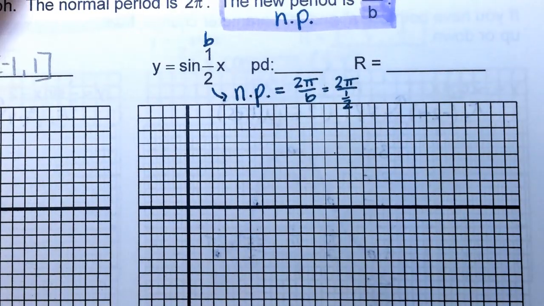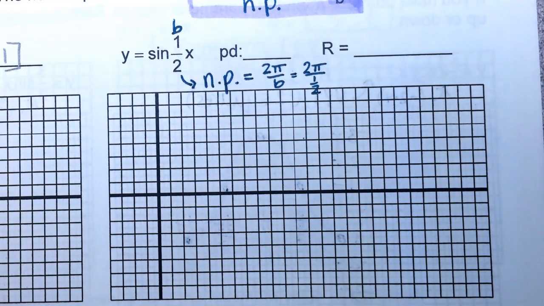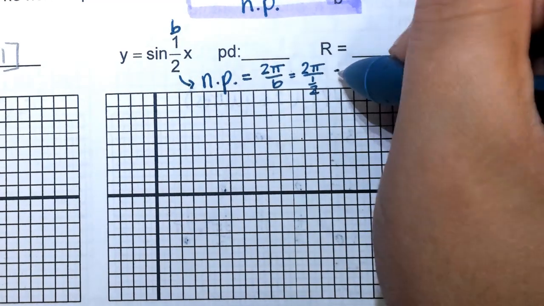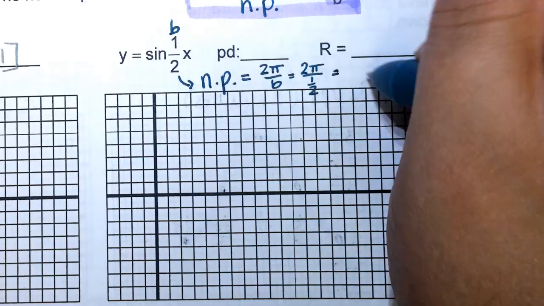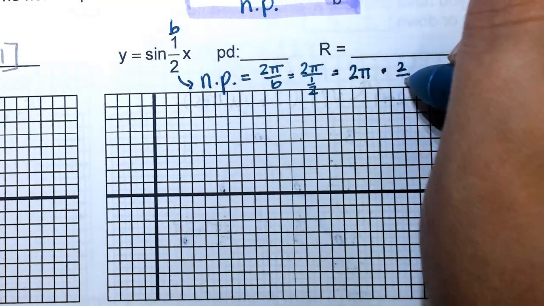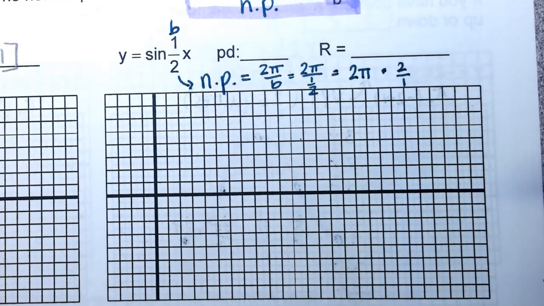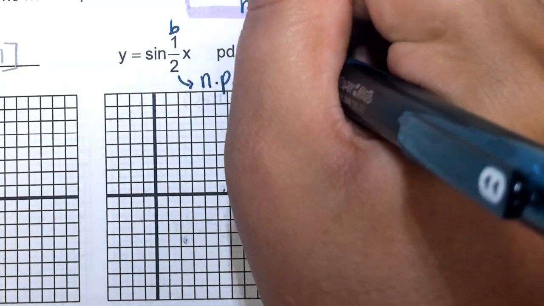Now, I realized on your test when I was grading, there are quite a few of you that forgot how to divide by a fraction. What is my answer here? 4 pi. Okay. Do y'all remember keep, change, flip? I'm going to keep 2 pi the same. I'm going to change this to multiplication, and I'm going to flip my fraction to 2 over 1. And what is 2 pi times 2? 4 pi. My new period is 4 pi.